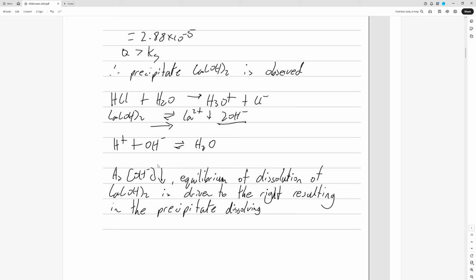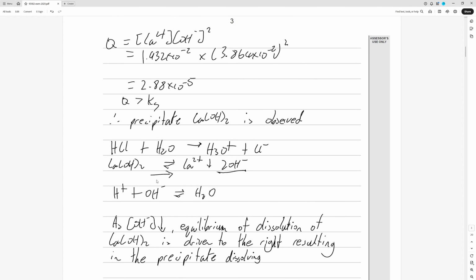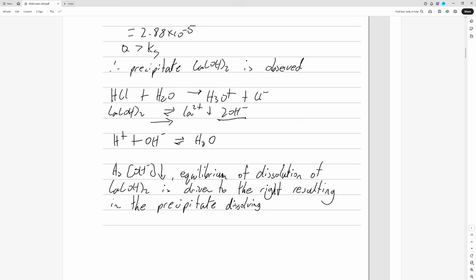And as OH- falls, if we refer back to the reaction quotient equation, once Q is less than the Ksp, the precipitate will have completely dissolved. That's why we get this clear remaining solution with no solid.